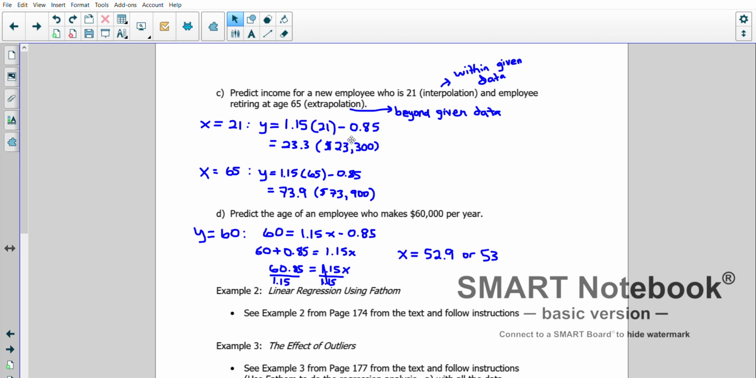So if I have the equation y equals 1.15x minus 0.85, in this case, x is age. So if I put in age equals 21, it's going to be 1.15 times 21 minus 0.85. You get 23.3, which in the context of this question is $23,300. So just to show you that on the graph, and this is interpolation.